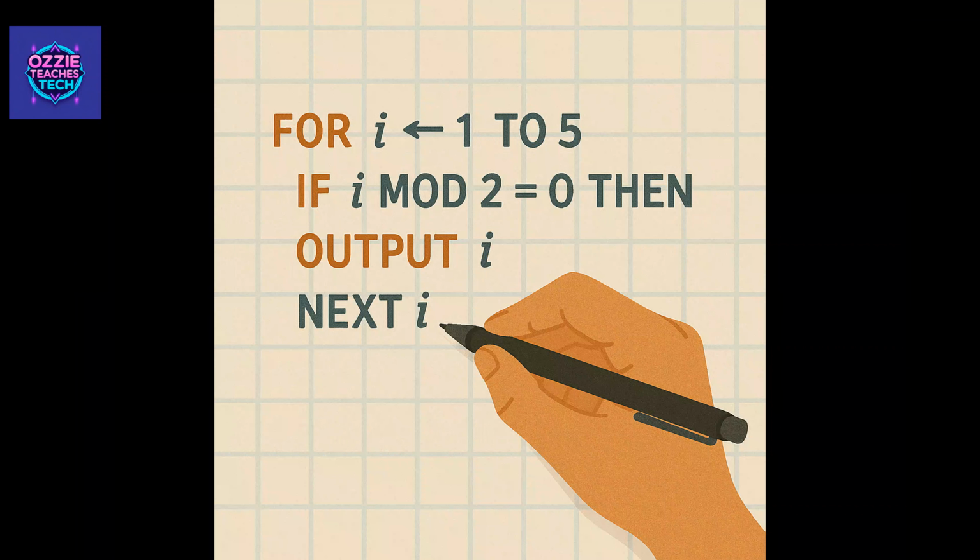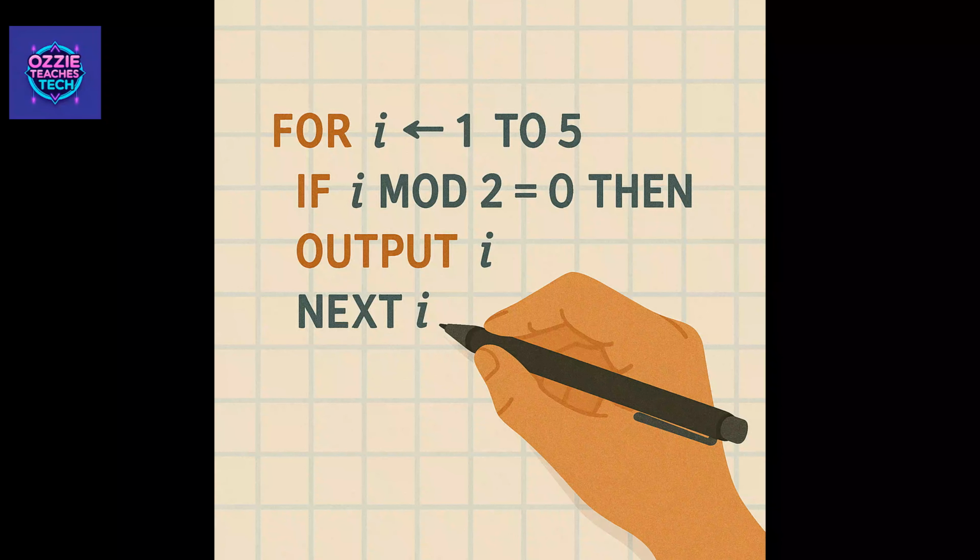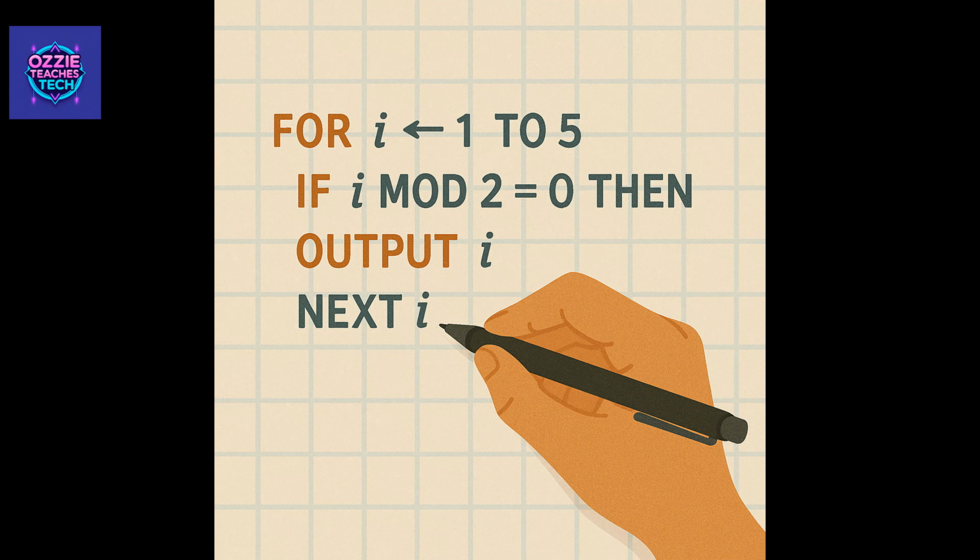2. Pseudocode. Cambridge has specific pseudocode conventions. You need to know their syntax for assignment, if statements, loops, arrays, and procedures. Don't try to write Python or Java in your exam. Write clean, Cambridge standard pseudocode. The examiners are specifically trained to mark pseudocode, and using their format makes their job easier, which means more marks for you.